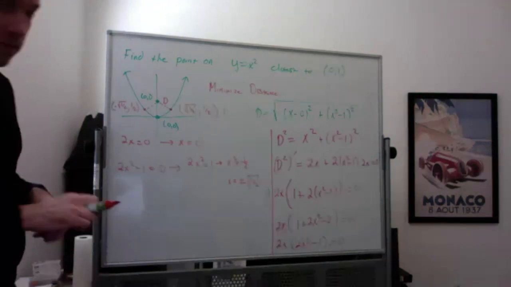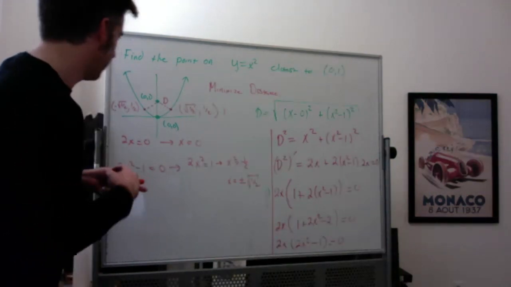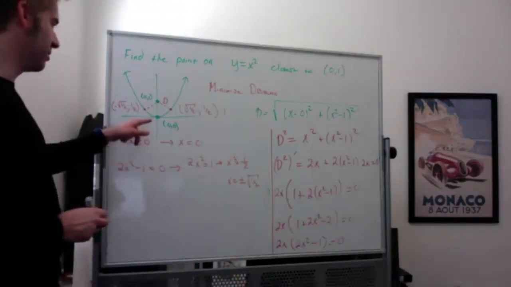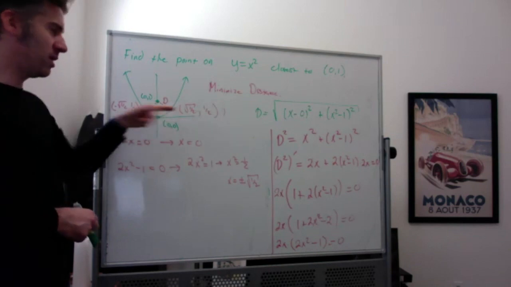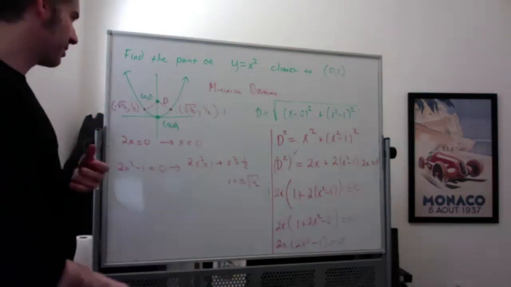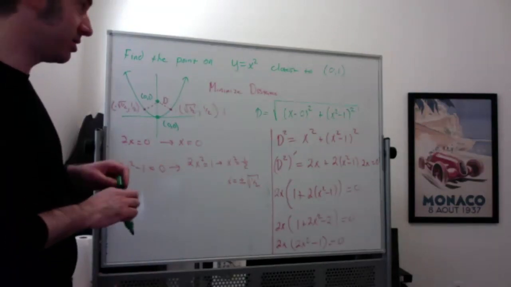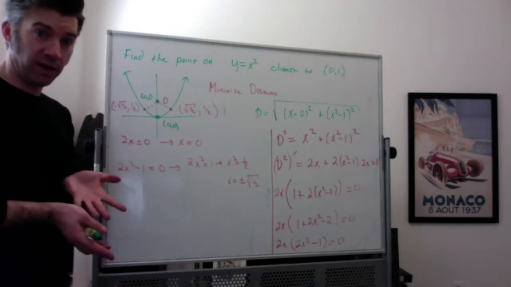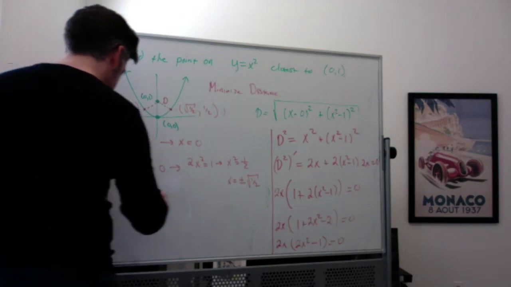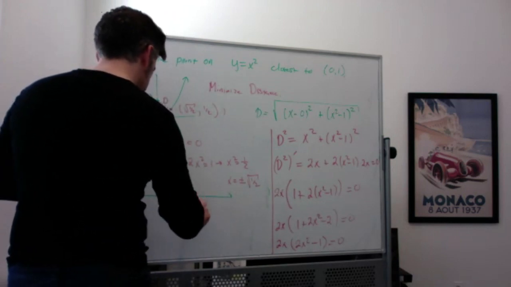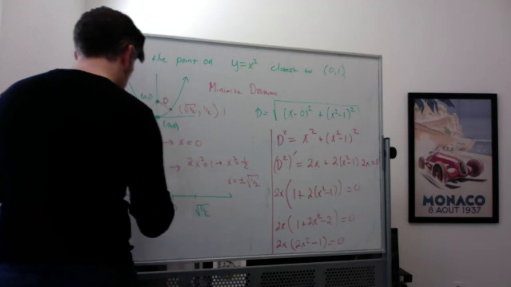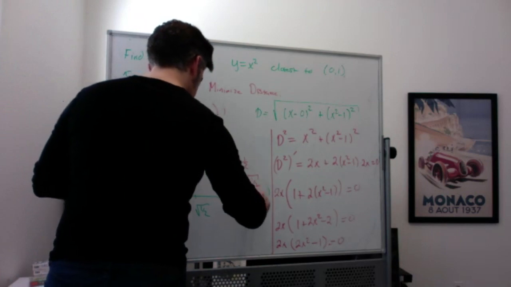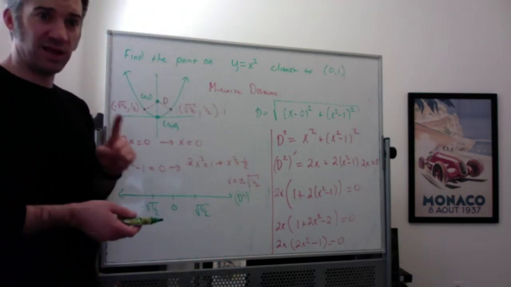And I should note that by the symmetry of this graph, this point and this point are equidistant from the point 0, 1. So you're either going to get 0, 0 being the closest, or these points are both the closest points. We have to check. So we actually have to use the first derivative test. We can also use the second derivative test. We'll talk about it in a second.